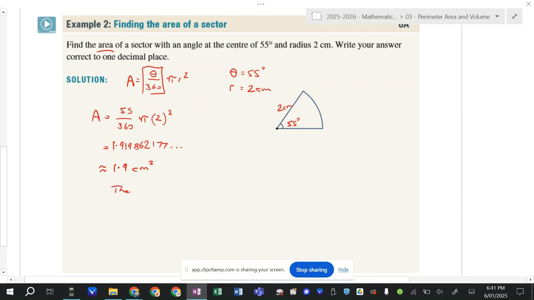Final answer, the area of the shape is 1.9 square centimeters. And we're done.